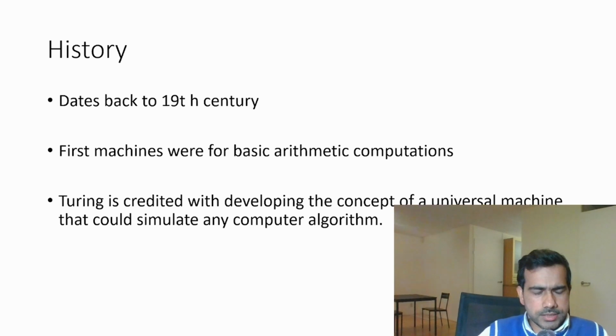But later on, things changed, and I think one mathematician who contributed immensely to the improvement of computational power was Alan Turing, a British mathematician, highly acclaimed in his time, who developed the concept of a universal machine that could simulate any computer algorithm, right? And one other mathematician who also really helped was John von Neumann.